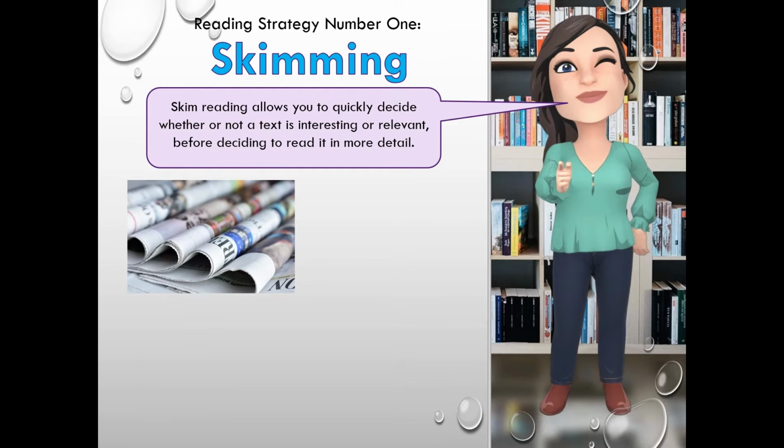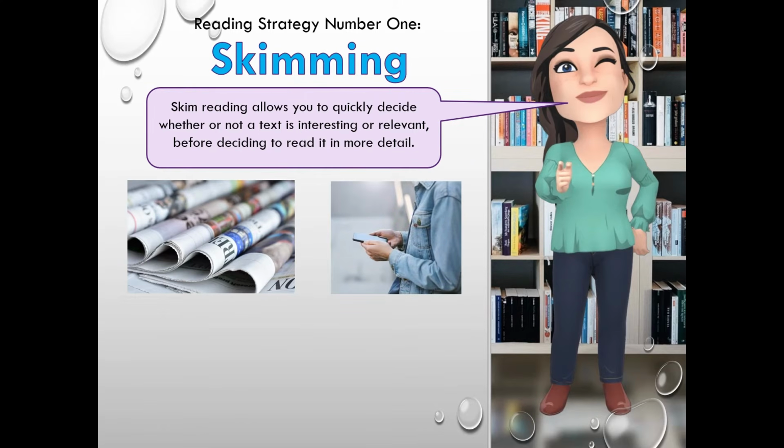Texts that you might skim are newspapers or magazines. You might be looking for something to read and a title or a picture might grab your interest and make you want to read on. Also, scrolling through social media, things like YouTube, Facebook, Instagram, you often scroll through for a while until something catches your eye and then you look into it in more detail.